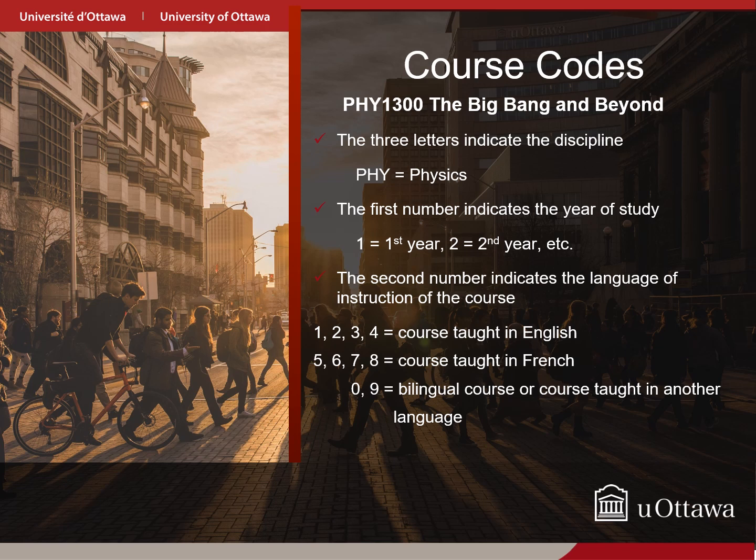And then the second number indicates what language it's in. So 1, 2, 3, and 4 are all English, 5, 6, 7, 8 are French, and then 0 and 9 are bilingual. So here we have PHY 1300. So it's a physics course for first years which is taught in English. It's the Big Bang and beyond.